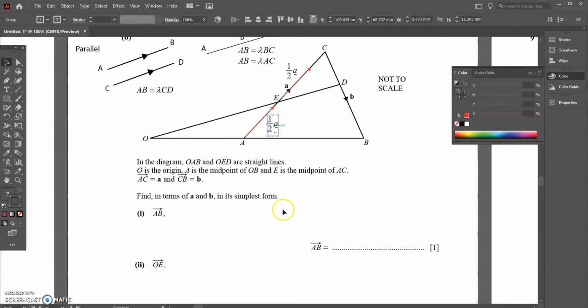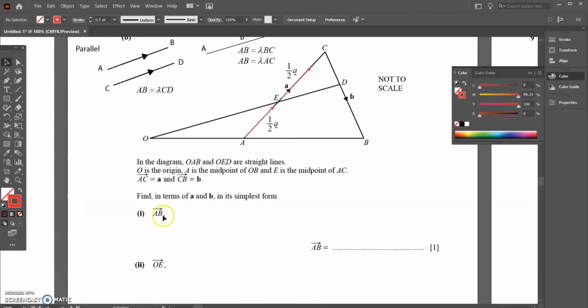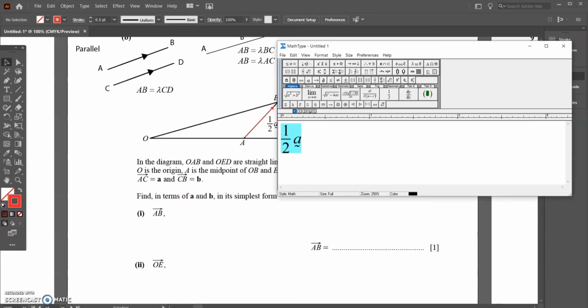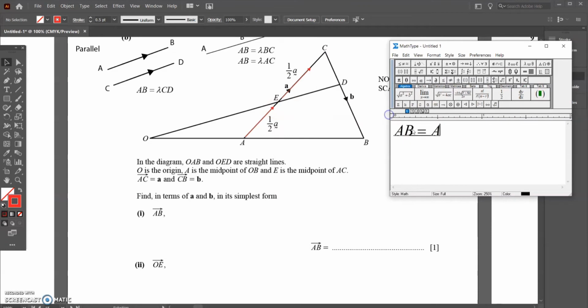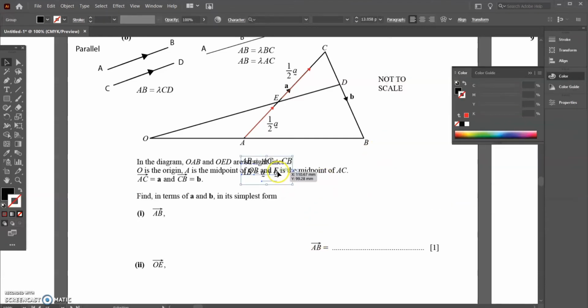So the first question is simple. The question just wants to find AB. So I find A to B, so I just take AC plus CB. Remember the one that we learned. So AB equals AC plus CB, which is equivalent to a plus b. I think this one is easy. The reason why I must do the whole question is that I need it in order to answer the next question.